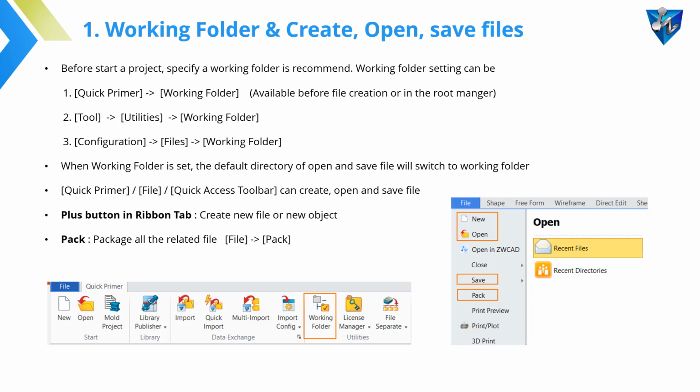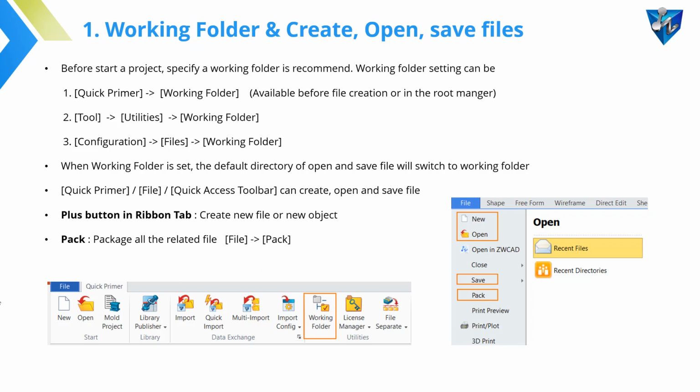The first way is to find it under the quick primer, and the second way is to find it under the Tool ribbon tab. And the third way to define your own working folder is to find it under the configuration setting. When your working folder is set, the default directory of the open and save file will switch to the working folder.